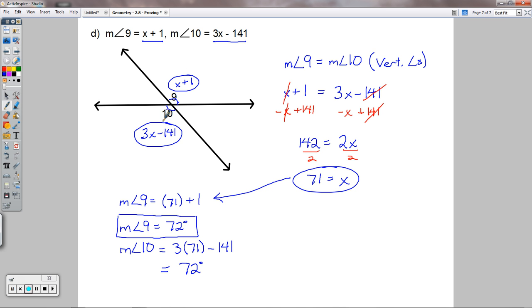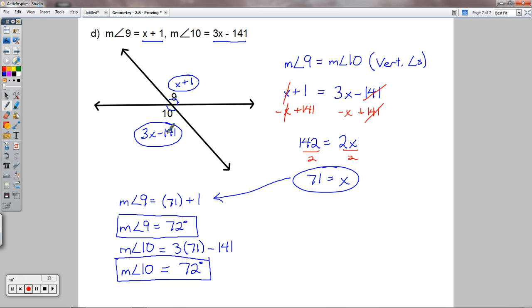These two angles are supposed to be equal. So the measure of angle 10 should be the same thing as the measure of angle 9 after we plug all that in and work that out. And we in fact do get that the measure of angle 10 is also equal to 72 degrees. So I can look back at the picture. I could calculate this one and this one from there. I could do 180 minus 72 to get this one and this one.